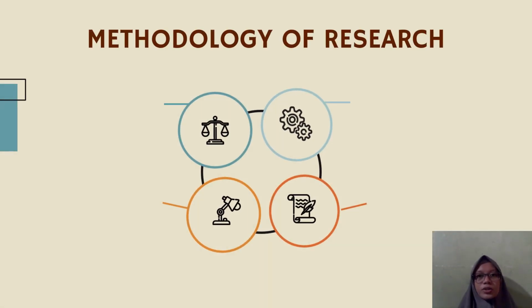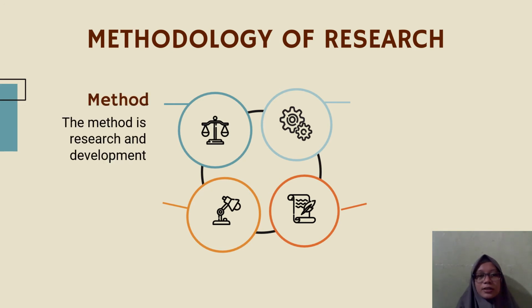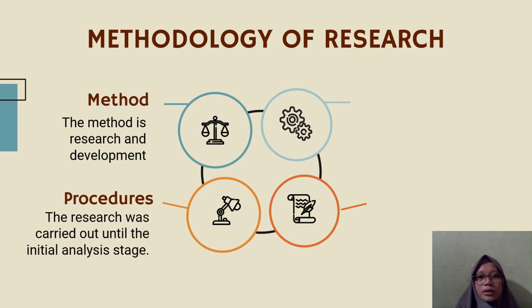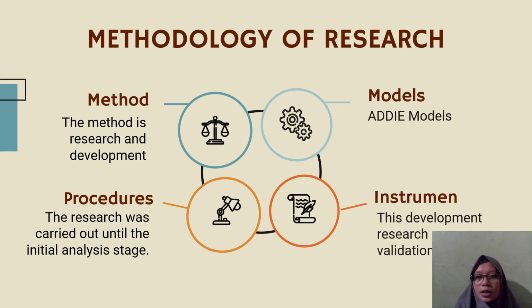The next is methodology of research. The first is method. The method of this research is research and development, or we can call R&D. And the second is procedures, which the research was carried out until the initial analysis stage with the ADDIE model, which are analysis, design, development, implementation, and evaluation. And the next is instrument, in which this development research has 2 validations, which use 2 validation sheets.